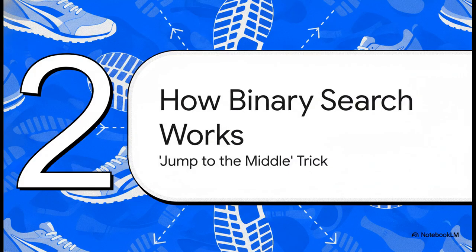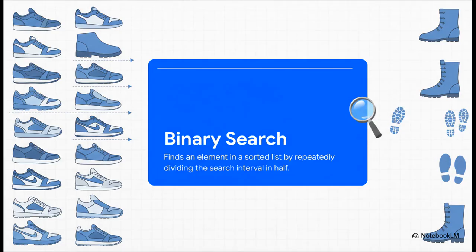So this jump to the middle trick is the key. It's a perfect showcase of a really powerful problem-solving strategy called divide and conquer. You take a massive problem, you chop it into smaller pieces, and you just keep chopping until the pieces are so small they're trivial to solve. Okay, so here's the formal textbook definition. But really, there's just one rule you absolutely have to remember for this to work. The list must be sorted. If it's sorted, you can play this divide and conquer game and toss out half the data with every single guess. That's the whole secret.